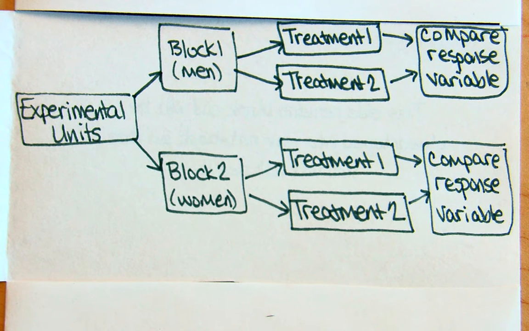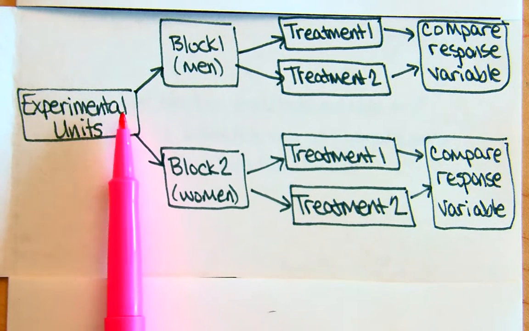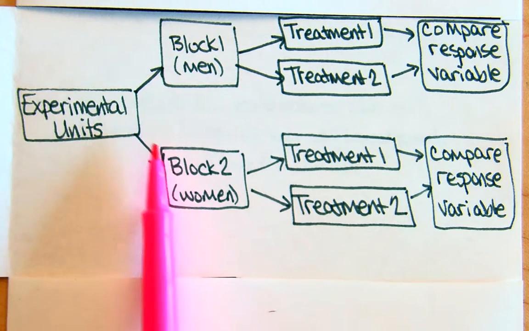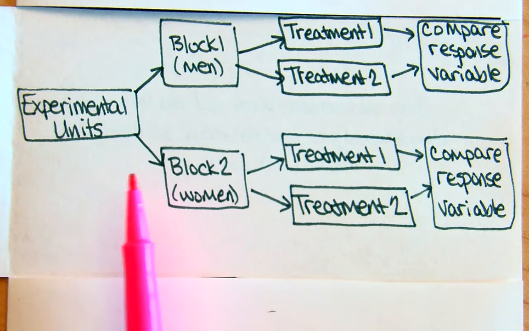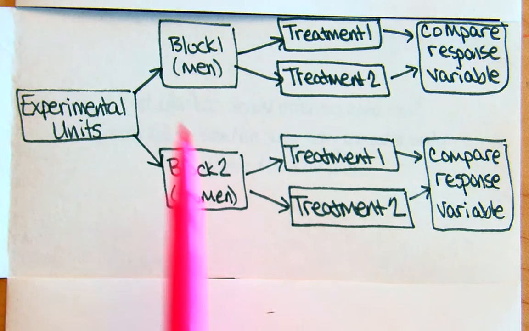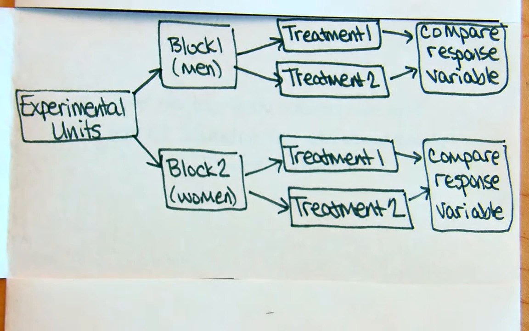Still need to make sure it is clear where the randomization happened. So I have to think about it. Did I randomly decide which one are men and which one are women? No, they already were one or the other. So they got assigned based on what they already were.